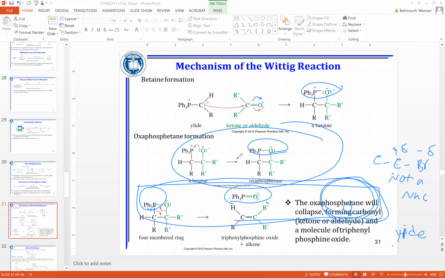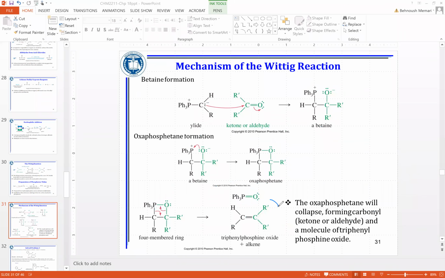The net result is formation of a carbon-carbon double bond, in which one part of the molecule is coming from the ketone or aldehyde, and the other part of the molecule is coming from the alkyl halide. So one side is coming from the alkyl halide, the other side is coming from the aldehyde or ketone.